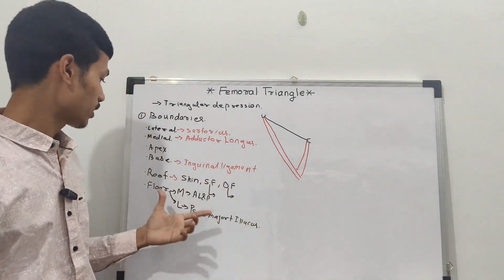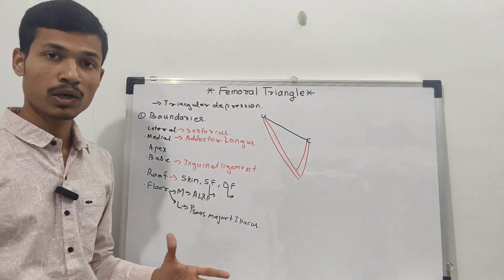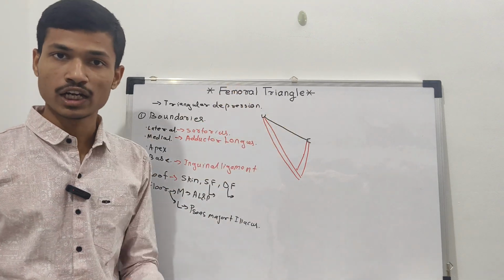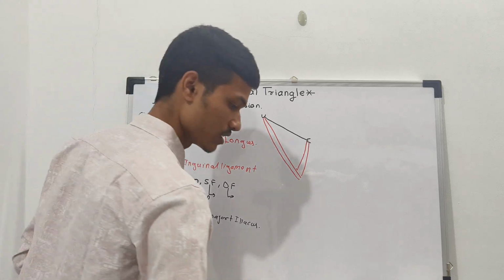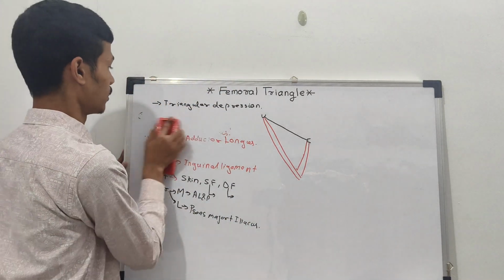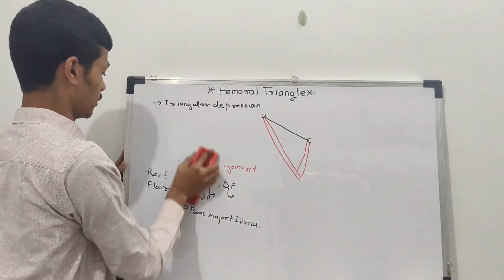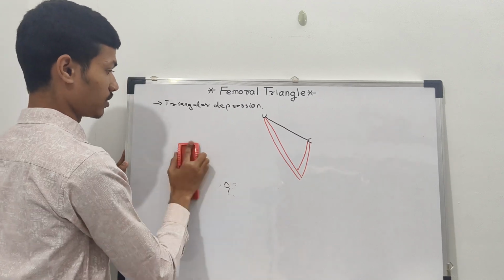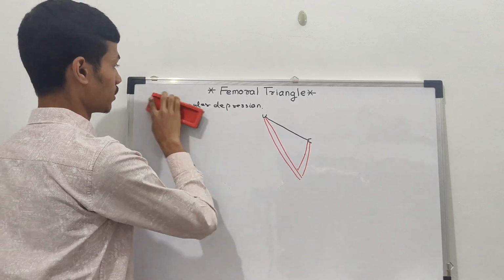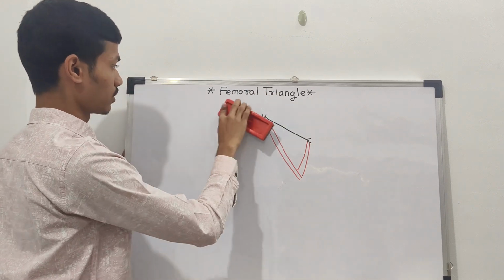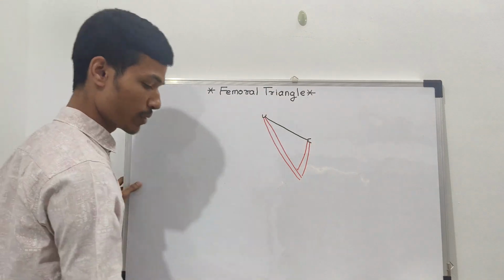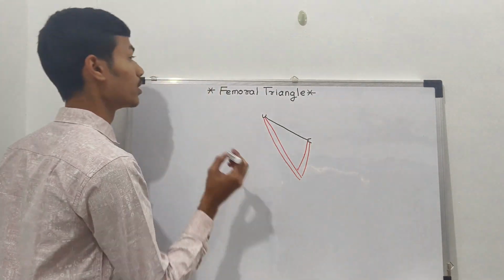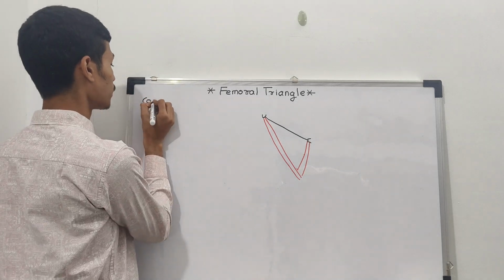Have you understood that? Okay, we have now discussed the boundaries of the femoral triangle. Now we'll discuss the contents. So what are the contents? It is very important. We'll see them one by one.